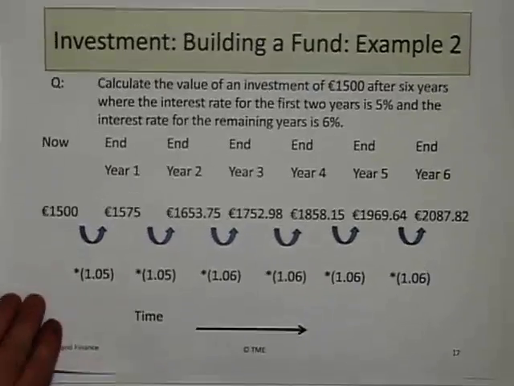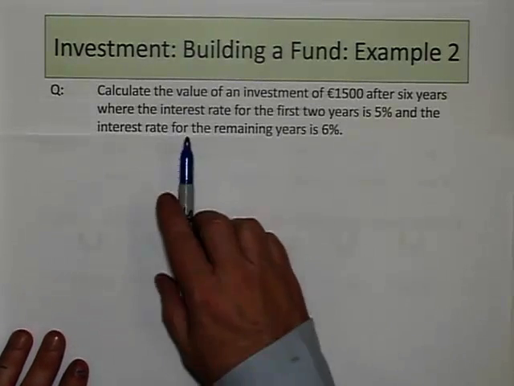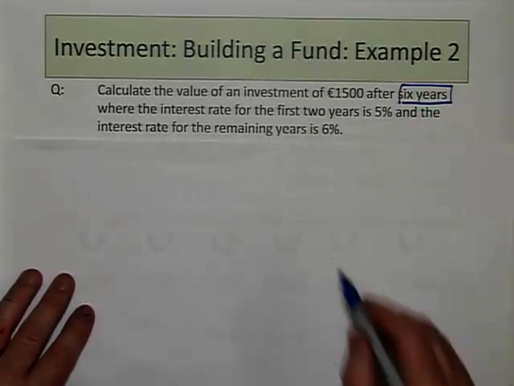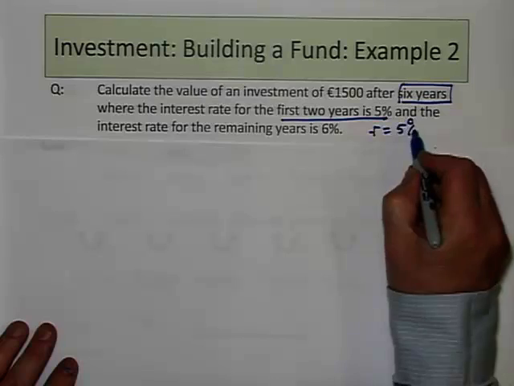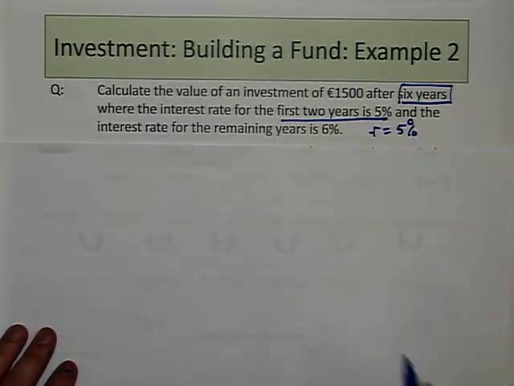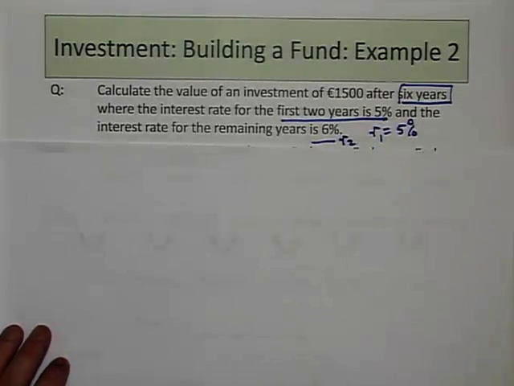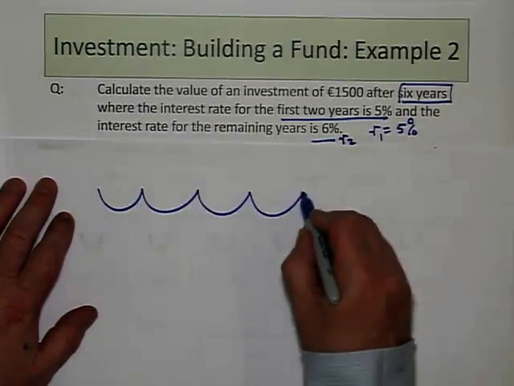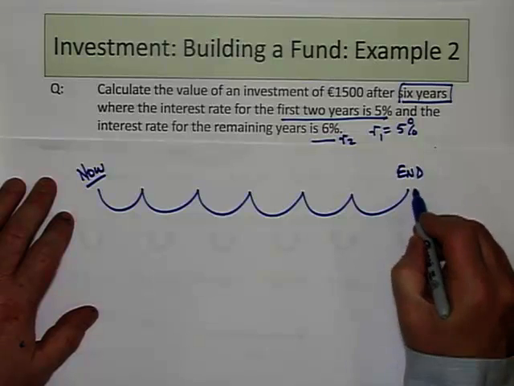So let's take a second example now. This is the value of an investment of €1,500 after 6 years, where the interest, so 6 years is important. We're going to have 6 cycles in this question. The interest rate for the first 2 years is 5%. So that's an R value of 5%. Not the compounding, but the R. And the interest rate for the remaining is 6%. So we sort of have an R1 and an R2. So again, doing this rough hand, I'd say 6 years, I'd say 1, 2, 3, 4, 5, 6. This is now, and this is end year 6.